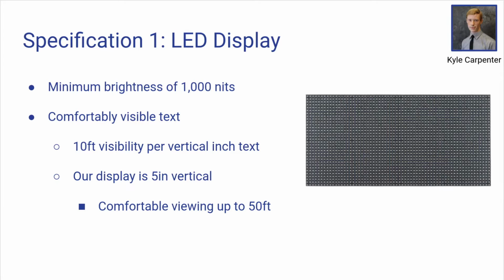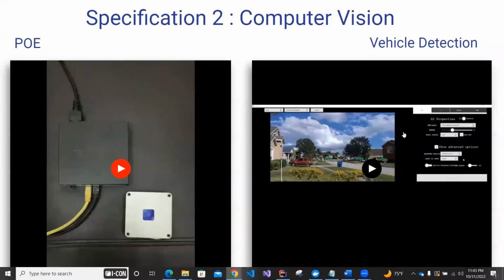We want a comfortable visibility of the text. So in order to achieve that, we want to be able to see it from a good distance. Around 50 feet is seen as a pretty good distance within these covered garages. We're going off a rule of thumb of about 10 feet of visibility for every vertical inch of text. So when you multiply that by our display being 5 inches vertically, that gives us about 50 feet of comfortable viewing distance.